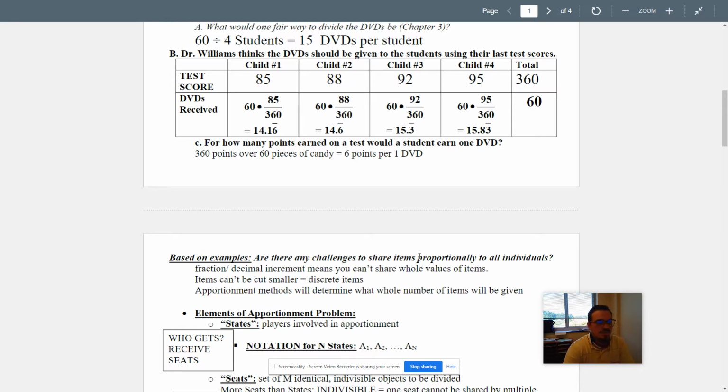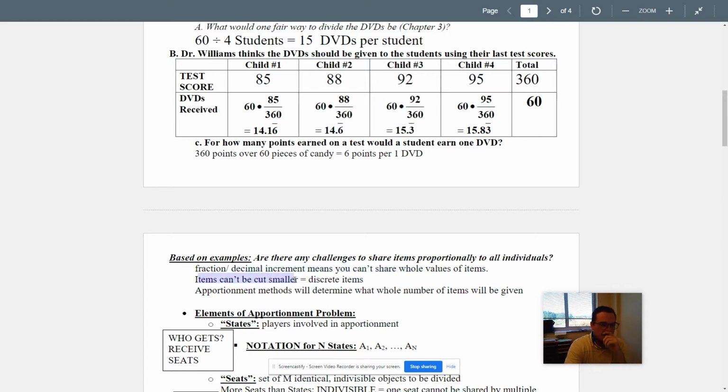The fraction and the decimal increment means you can't share whole values, and you may have already recognized this thinking back in part B and part A. Hey, wait a minute, I can't give off 0.16 repeating of a DVD, or I can't give away 0.3 repeating of a piece of chocolate. Now you probably could cut that one, so that might not have been a big issue, but the DVD is, because then it doesn't work if you cut it. So the problem that we have is that we can't give out these whole values because they're fractions or decimals.